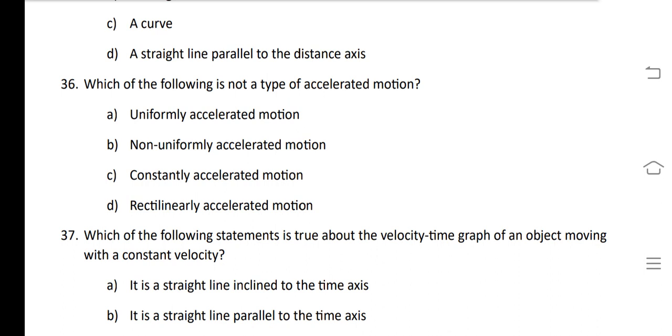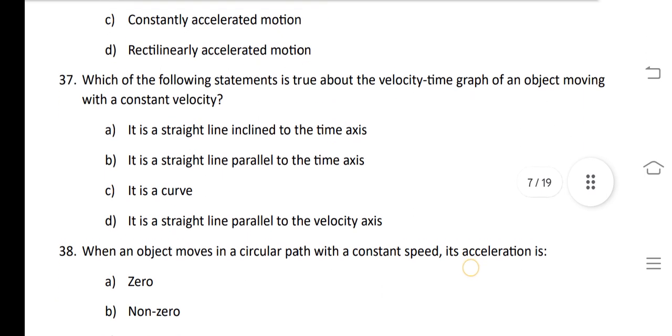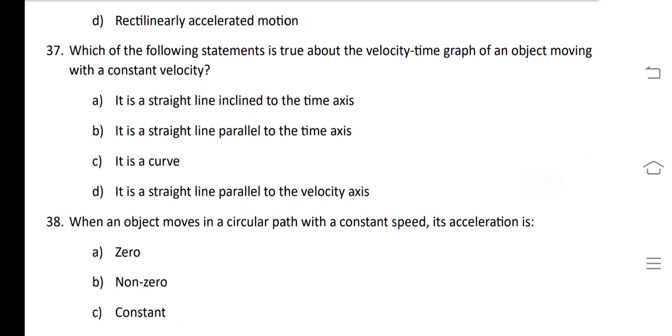Uniform accelerated motion is accelerated motion. Non-uniform accelerated motion is also accelerated. Constantly accelerated motion is also accelerated motion. Rectilinear accelerated motion. Option number B is correct. There is no such thing as rectilinearly accelerated motion. Move on to next question.